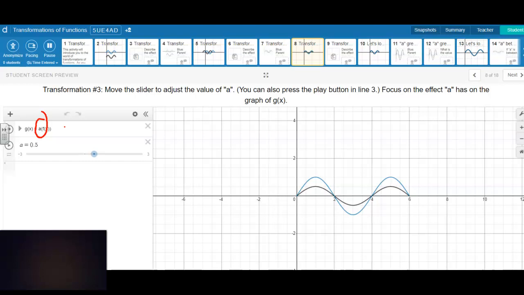So let's see what happens when that number changes. It's going to stretch or shrink. It's not going to move it horizontally or vertically. It's going to stretch it or compress it. If it's positive, it's just going to stretch or compress. If it's 1, it stays the same. And if it's negative, it inverts. So that is a vertical stretching or shrinking, and a flipping right there.